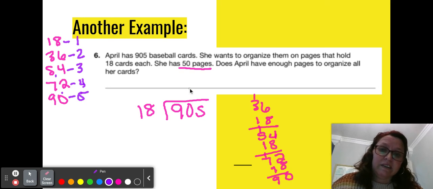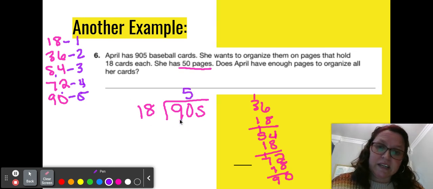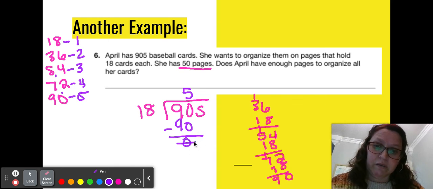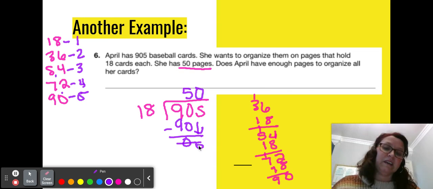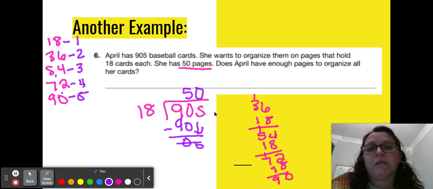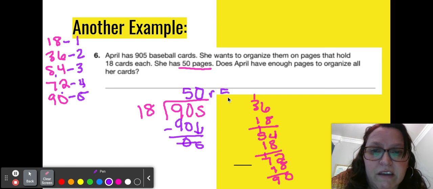So I'm looking at 90, so I know that's 18 times 5. 5 times 18 is 90. And I get 0, so I'm going to bring down my 5. 18 does not go into 5, so I've got a 0 right here. 0 times 18 is 0. So my remainder at this point is my remainder of 5.